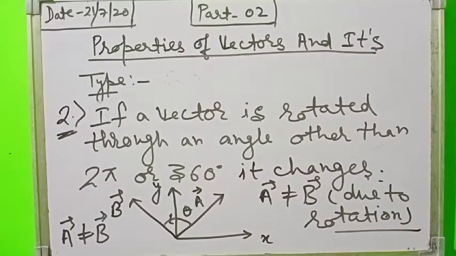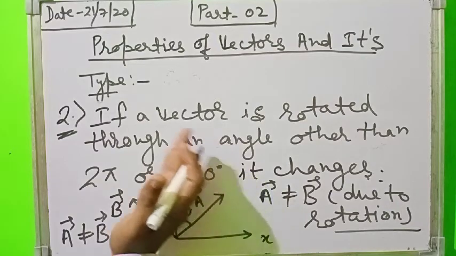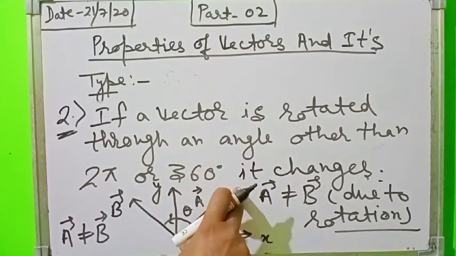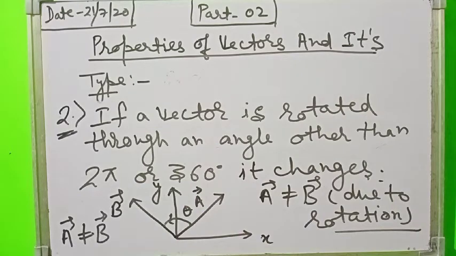But suppose we rotate this vector by 2 pi or 360 degrees, the vector comes again to its initial position, and in this case we can say that vector A is equal to vector B. So if a vector is rotated by an angle of 2 pi or 360 degrees, the vector does not change, and if the vector is rotated by any other angle, then the vector changes.